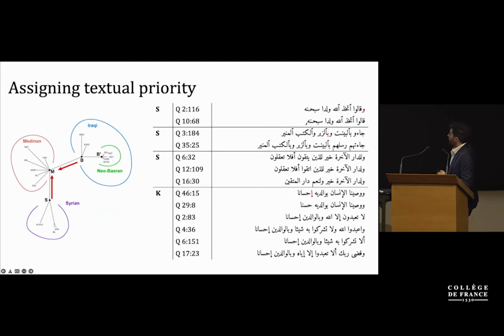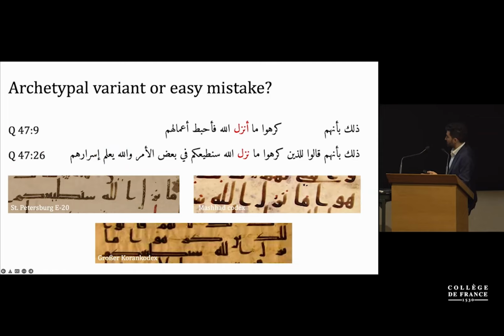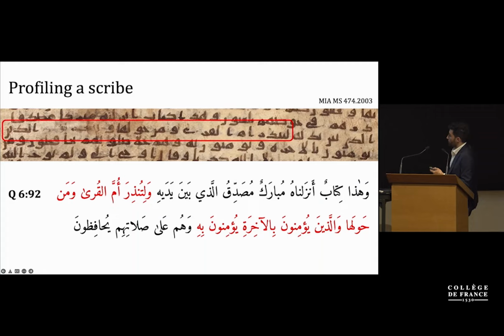We also have in Q6:32 the Syrian variant, which lacks the lam, وَلَدَارُ الْآخِرَةِ خَيْرٍ, versus the other regional variants, which have وَلَلدَّارُ الْآخِرَةُ خَيْرٌ. And then we can see in Q12:109 and Q16:30, we have وَلَدَارُ الْآخِرَةِ as well. So again, one can start building a case that the directionality of textual priority goes from the Syrian tradition to the Medinan one. And then we can look at, for example, a Kufan variant.